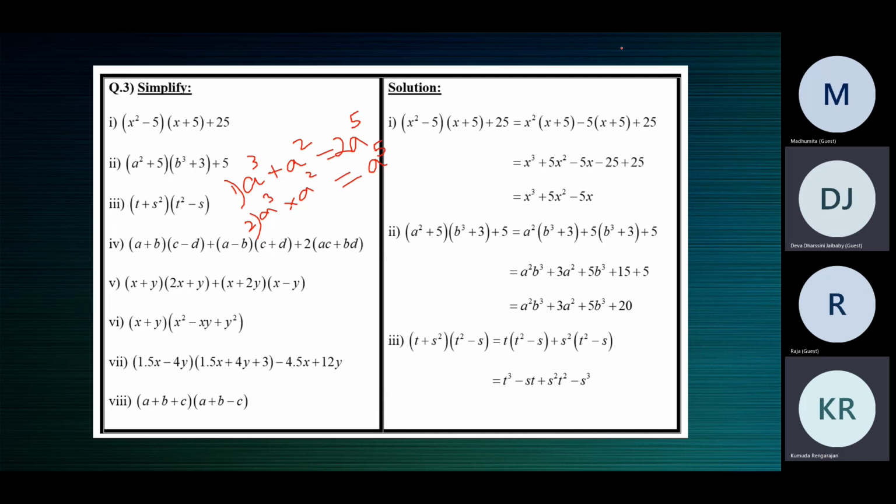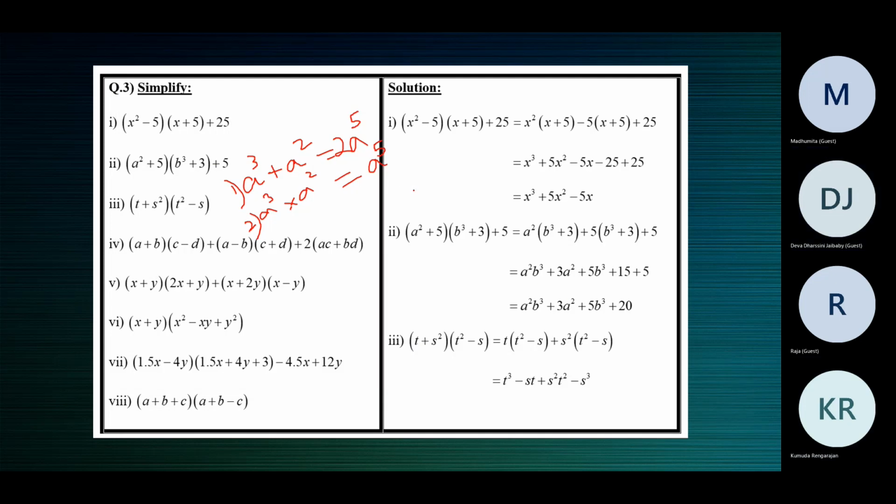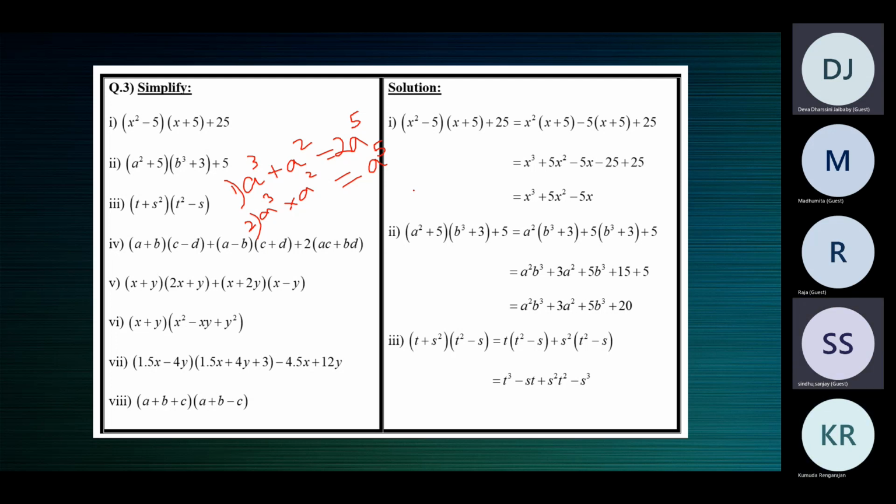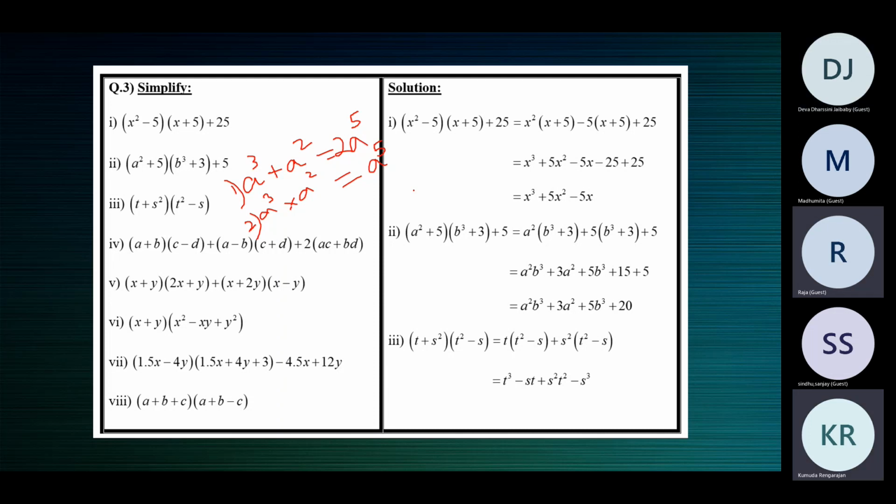For Madhumita's answer, I have given the response, ma'am. Raja has to give still. Yes, Raja, tell me. Ma'am, what is a cube plus a square? Ma'am, a to the power 6. A to the power 6, is it? Yes, ma'am. Okay, now all of you must write this in your book.